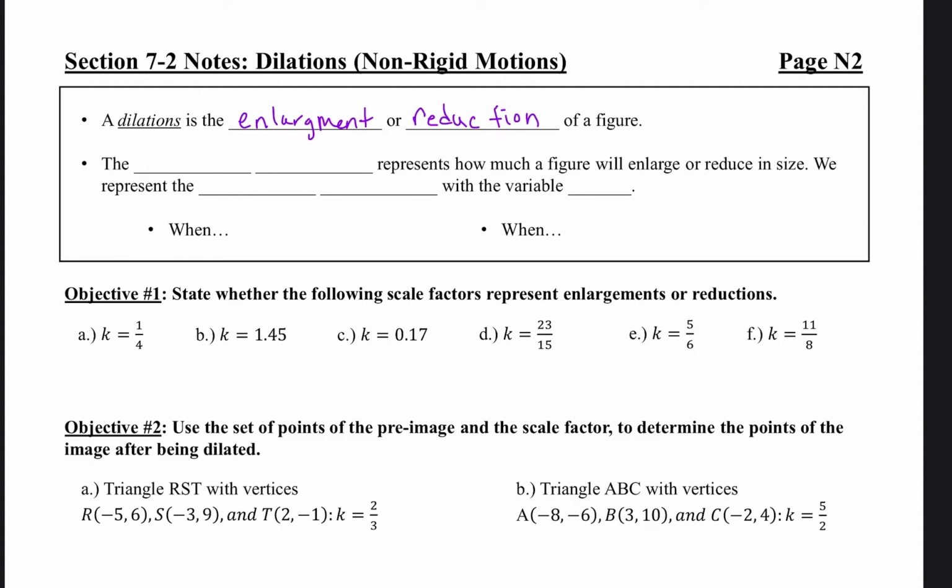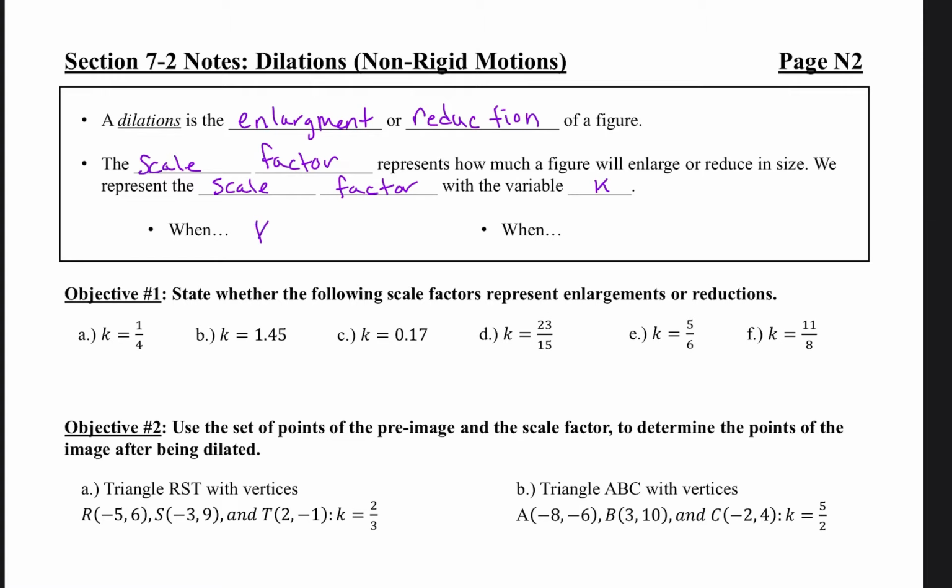So what we see here is it says the blank represents how much a figure will enlarge or reduce in size. So when we're looking at a dilation, we have something called the scale factor. And the scale factor determines if a figure is going to get bigger or if a figure is going to get smaller, and by what multiplier that's going to happen. Is it going to get twice as big? Is it going to become a third of the size it was? And we represent the scale factor, I'm going to write that word again, with the variable k. So k is our variable.